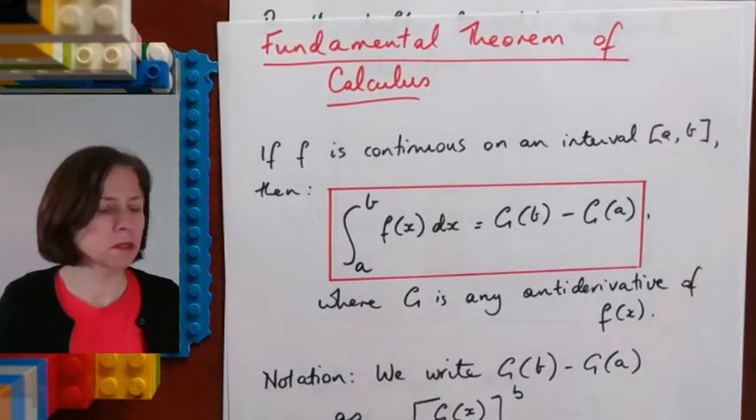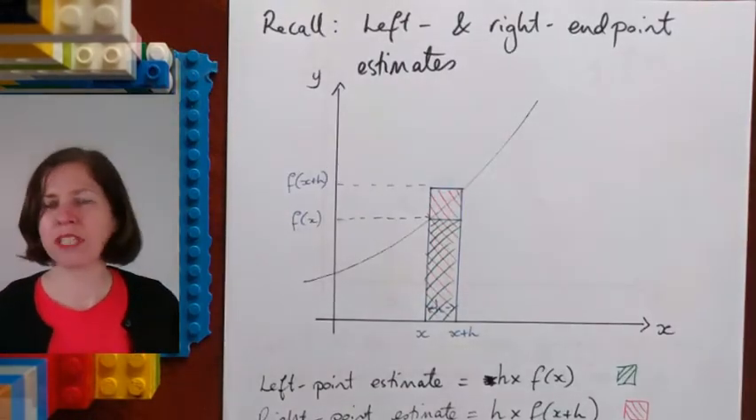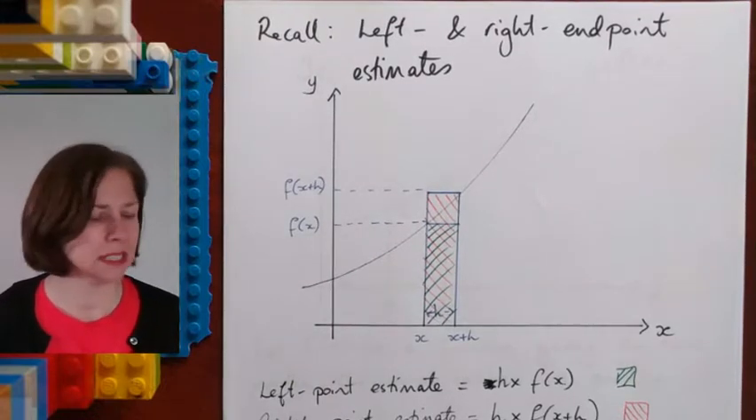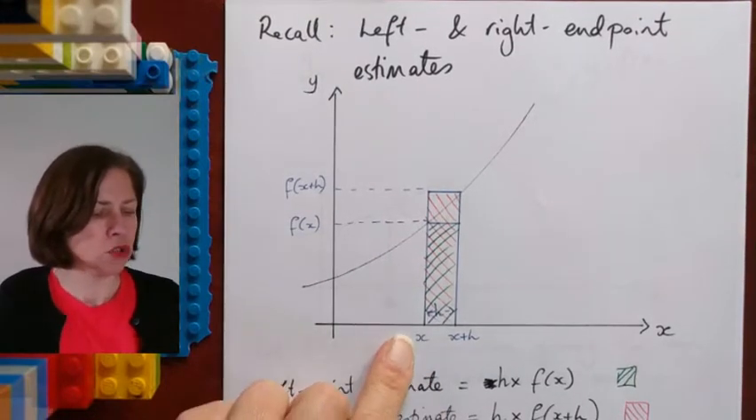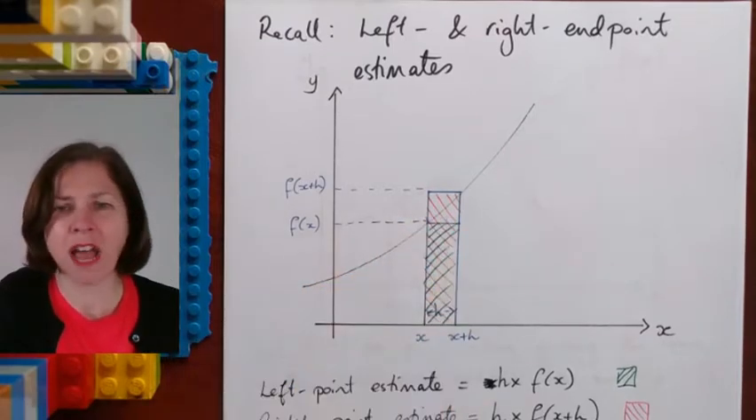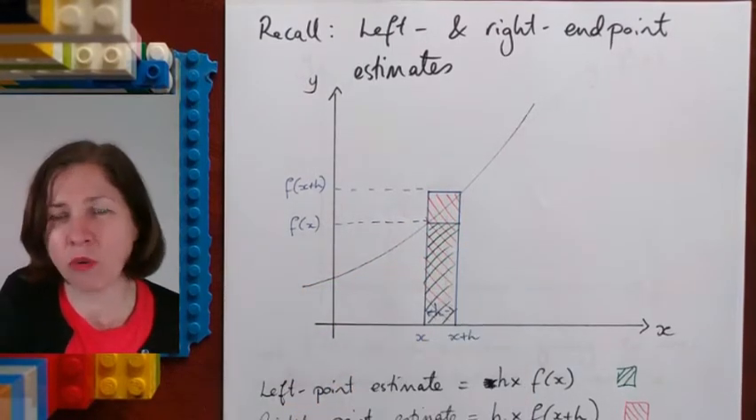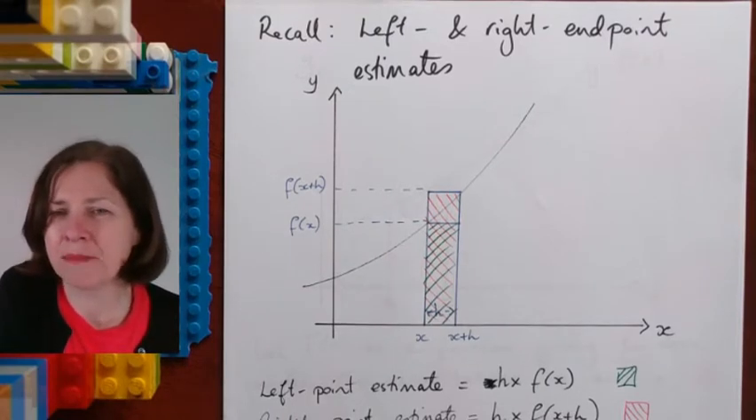So before we do, I'm going to go into a little bit of revision. Remember when we looked at left and right endpoint estimates? So what we did was we drew a rectangle under a graph. In fact, what we did was we drew several rectangles and added together all the areas in order to estimate the area under a graph over an interval.